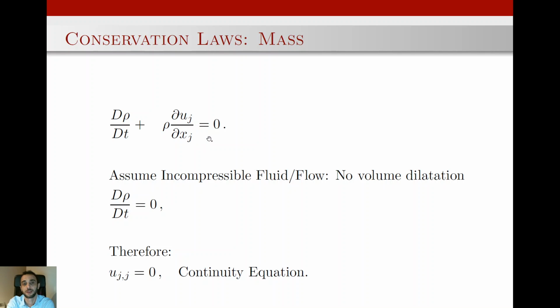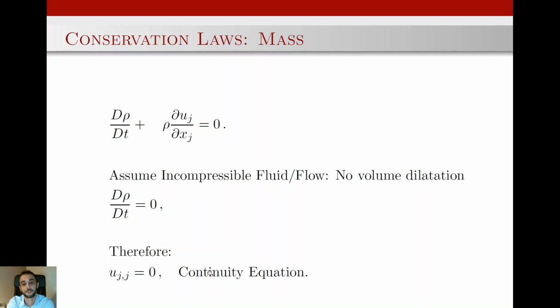Now, if we eliminate one of the motions at this point, that is, we assume there is no volume dilatation, the flow will be called incompressible, and that is the same as saying d rho dt is equal to 0. Substituting this condition into this equation will give us an equation uj comma j is equal to 0, which is also known as the continuity equation. Again, note that I'm using Einstein summation here. So this is actually du1 dx1 plus du2 dx2 plus du3 dx3.